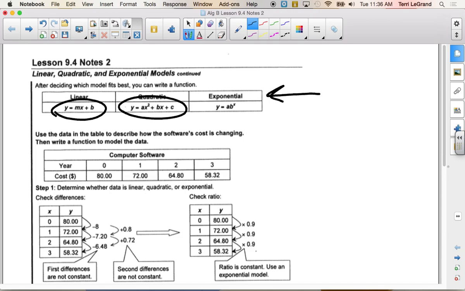Y equals ax squared plus bx plus c. Anybody remember what the a does in the quadratic model? Don't be working ahead. Stay with me right here. Because you have a semester final to take again. You can trust me, this quadratic stuff is going to show up on it. So what does the a do in the quadratic model? Does anybody remember?